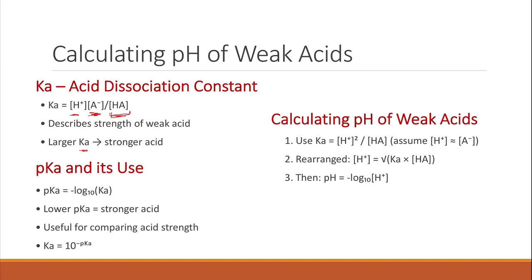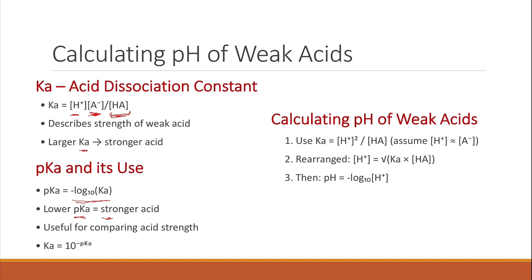So the pKa and its uses. We can calculate the pKa in the same way as the pH, which is minus log 10 of the Ka. The lower the value of the pKa means the acid is stronger. And it's useful for comparison between different acids and their strengths. And then how to calculate the pH of a weak acid?